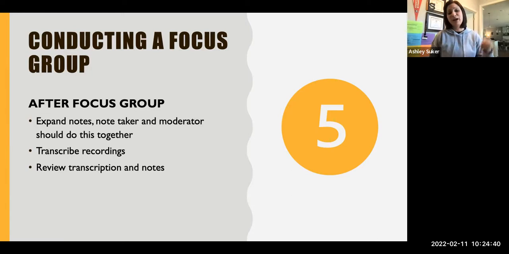Then you need to transcribe those recordings and then review the transcription and the notes to see if anything was missed and start that data analysis. So this is a really quick version of qualitative data analysis. It will make more sense as you conduct your own focus groups. I cannot wait to hear how that goes.